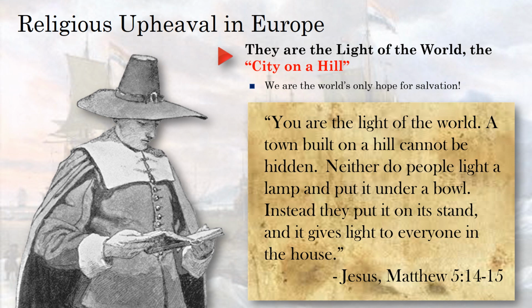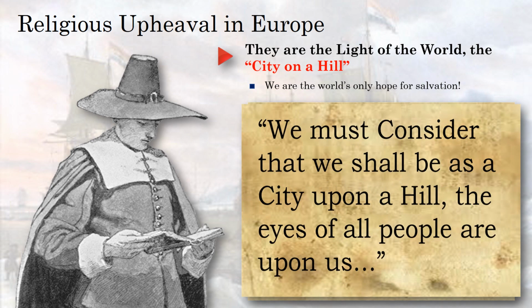And so now I want to call out a sermon by John Winthrop called A Model of Christian Charity, in which he tells the Puritan people, we must consider that we shall be as a city upon a hill. The eyes of all people are upon us.